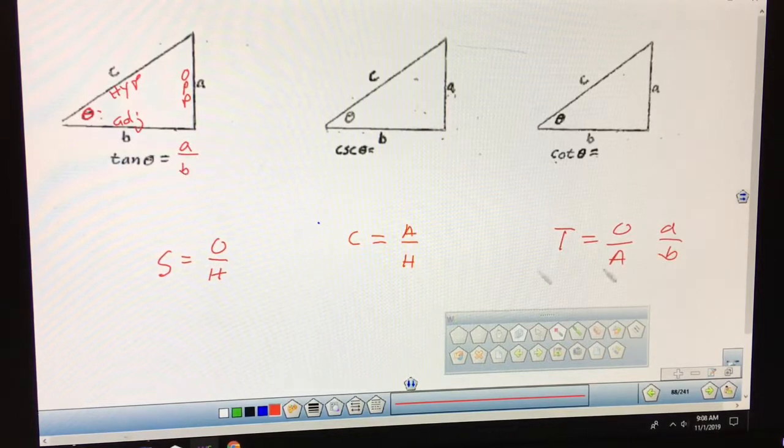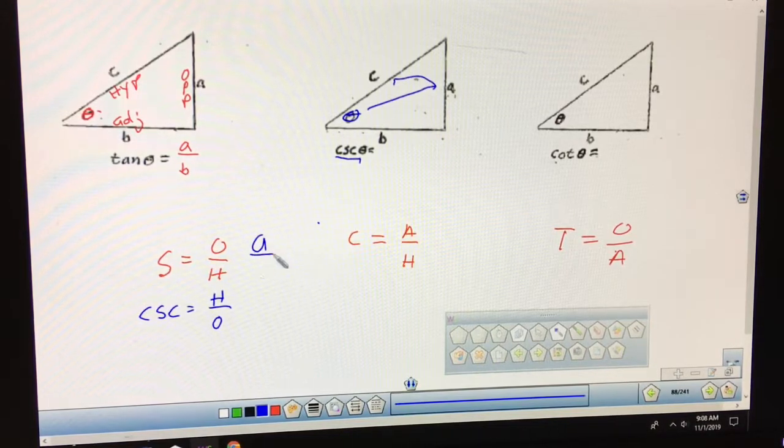Cosecant. I'm sorry, I made that mistake. Now, I don't have a SOHCAHTOA for cosecant, but we have to realize that cosecant is related to sine. It's actually the flip of sine, hypotenuse over opposite. So I'm going to find the sine of theta. Sine of theta is A over C, so the cosecant of theta would be C over A.